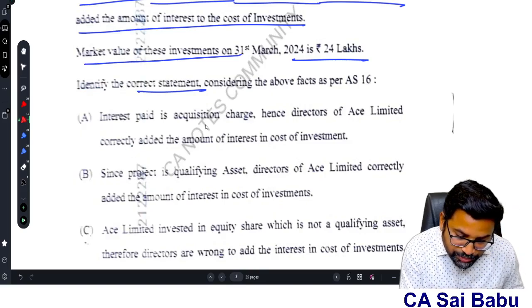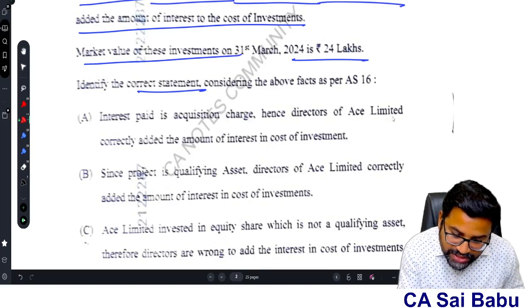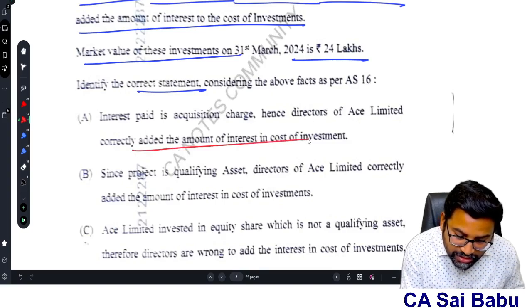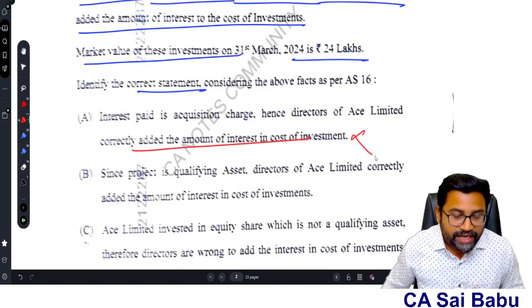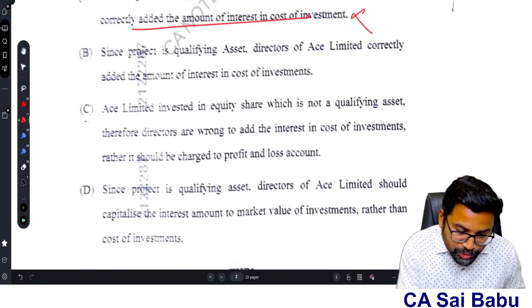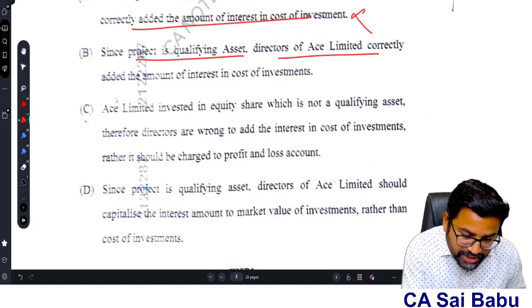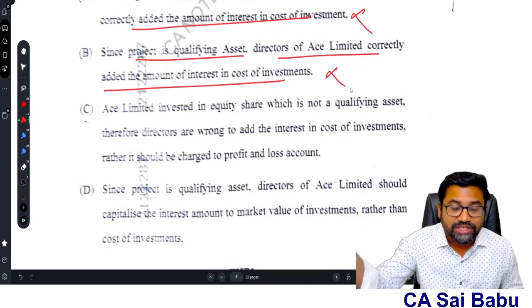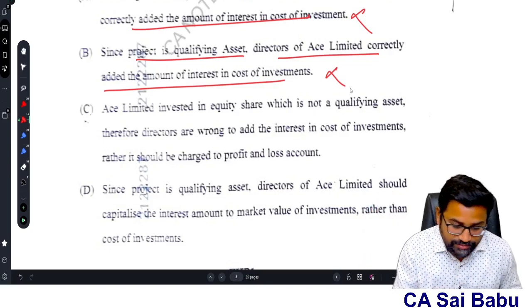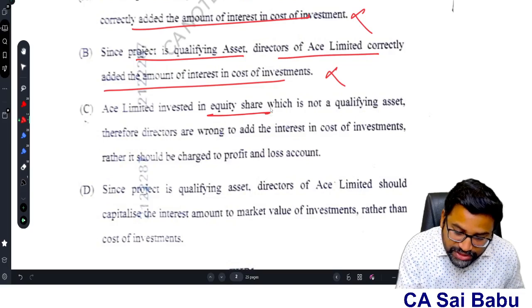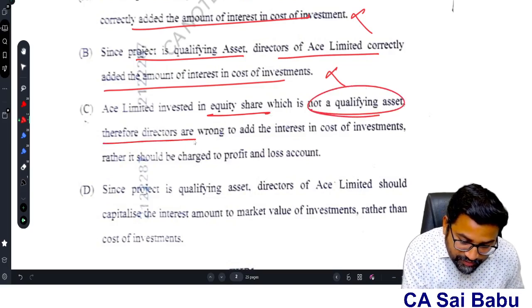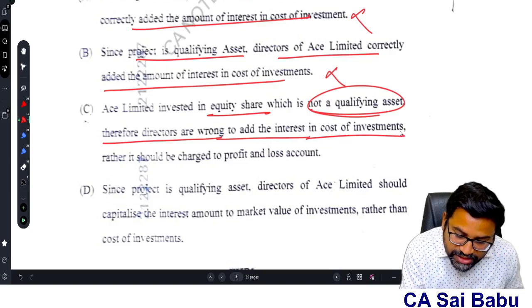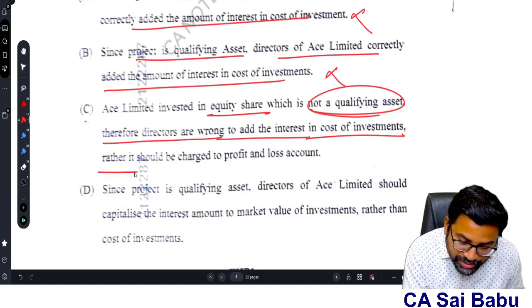So first, interest paid is acquisition charges, hence directors of the ACE Limited correctly added to the interest cost. Wrong. They cannot add interest to the cost of investment. Since project is a qualifying asset, directors of the ACE Limited correctly added. No, it is not a qualifying asset. See, they are implementing a new project, but we invested in the equity shares. So ACE Limited invested in equity shares, which is not a qualifying asset. Therefore, directors are wrong to add the interest in cost of investment. Rather, it should be charged to P&L account.